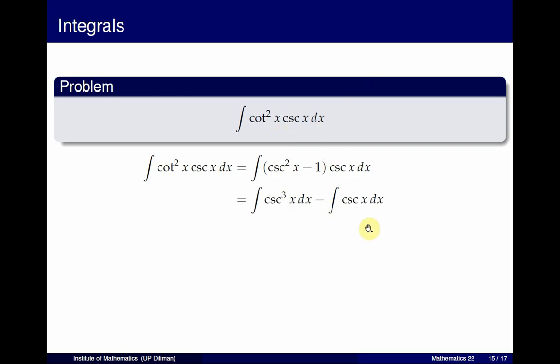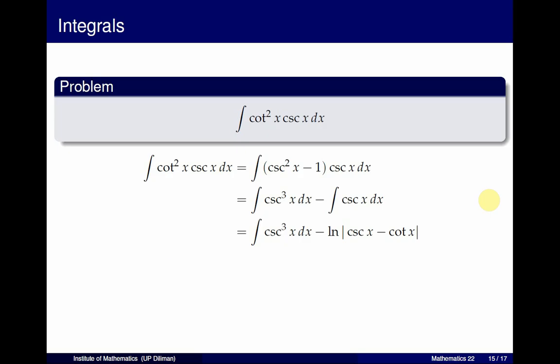And the second integral can be evaluated readily. So we will get the integral of cosecant cubed x dx, I just copied the first integral, minus the integral of cosecant x dx, which is ln absolute value of cosecant x minus cotangent x. And then let's just put the plus c later. So with that said, we now have to evaluate this first integral, which is the integral of cosecant cubed x dx. So how do we do this?